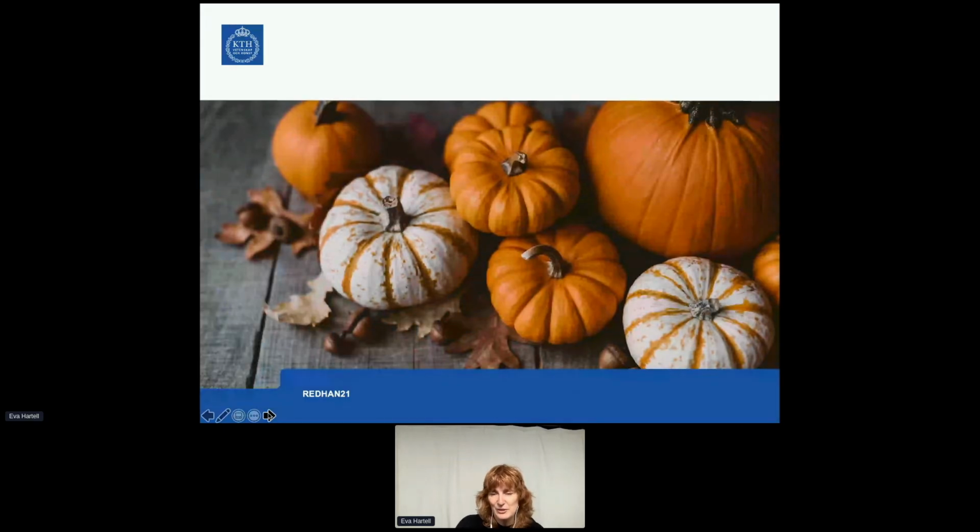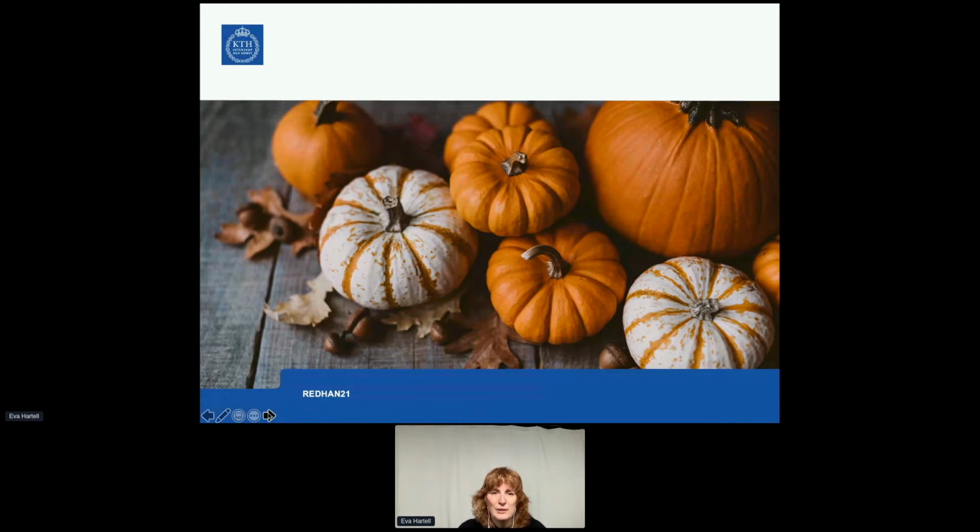Here are some pictures of pumpkins. And why on earth am I showing pumpkins? It's nearly Christmas, and pumpkin is not the vegetable that we use for Christmas, but at least here we don't.